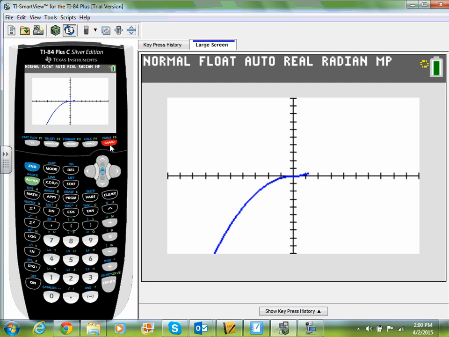Oh, that looks so much better. Okay, so the absolute value as x approaches 0 from the left, what do I get? 0, and from the right, 0.